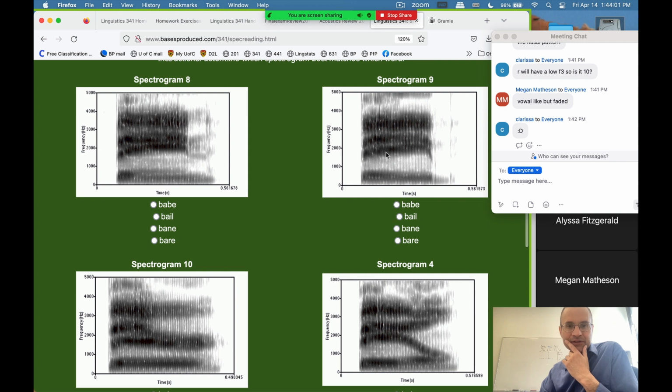And then this leaves us with babe for spectrogram 9, and this happens really quickly, but here are the formant transitions for babe. Going down into that final stop. You can see it kind of in F2 and F3, but they always go down into a bilabial.